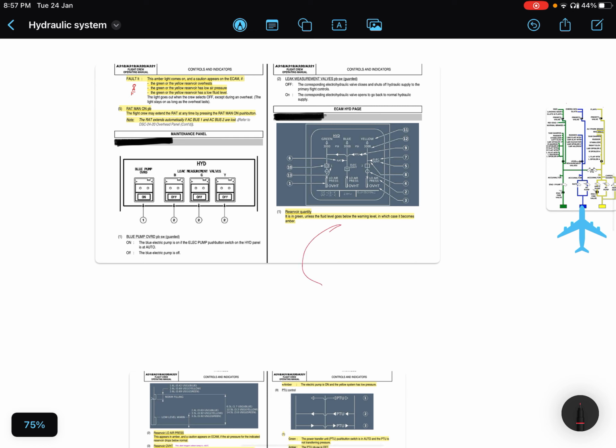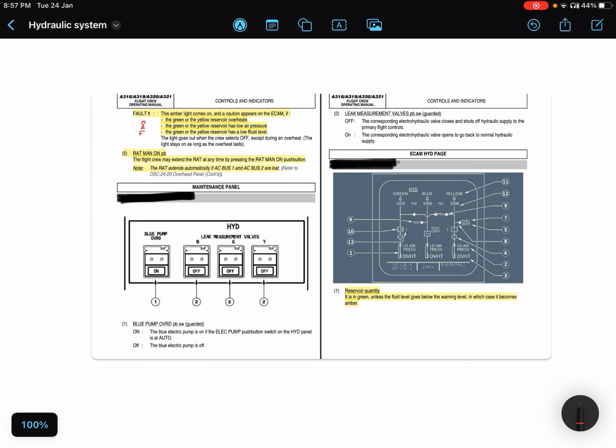Then we will talk about reservoirs quantity also. How much should be the quantity of reservoirs? When it is assumed that reservoirs are fully filled or are at low level, right? We will talk about them in just a minute.